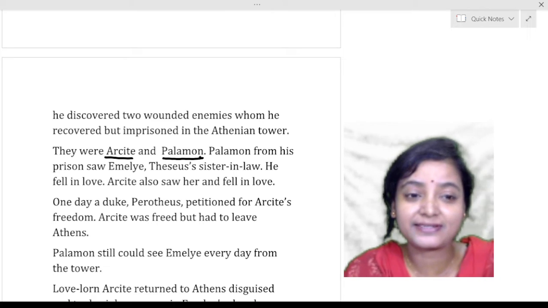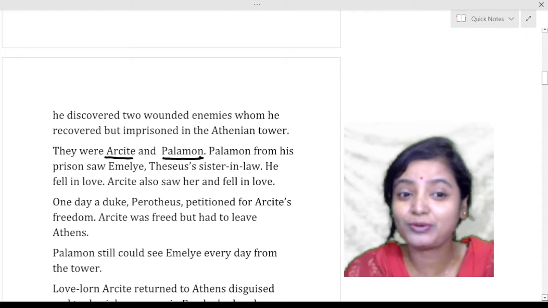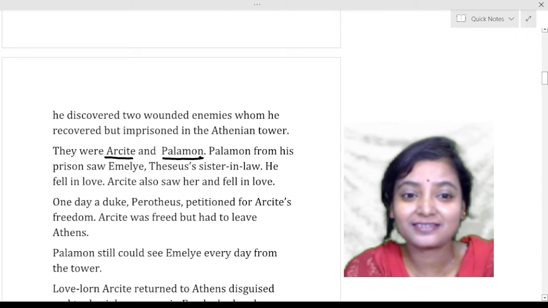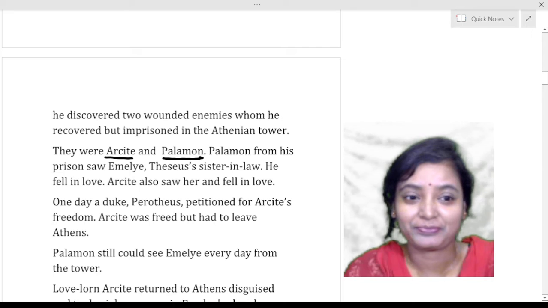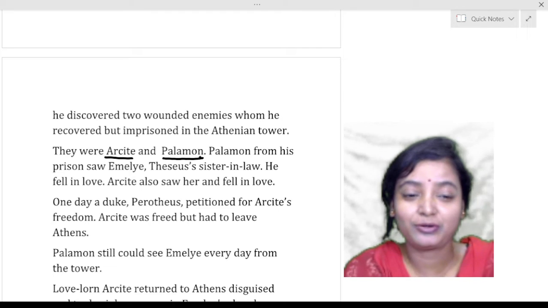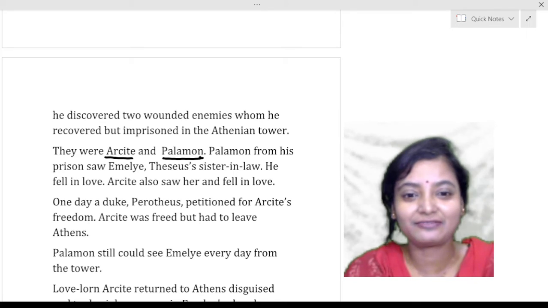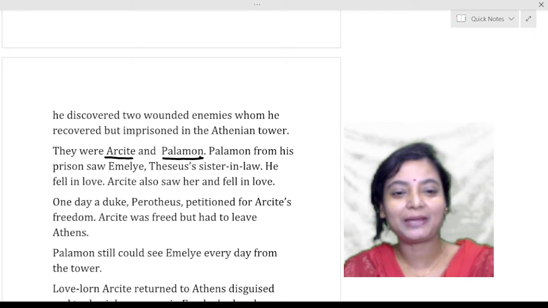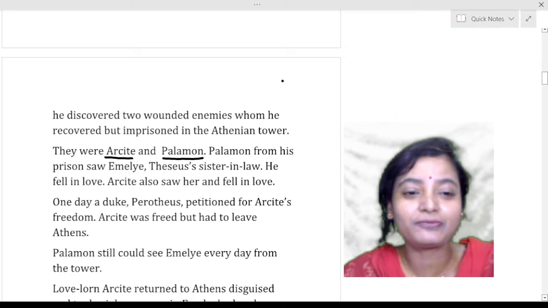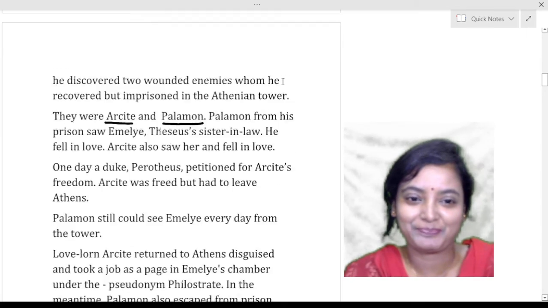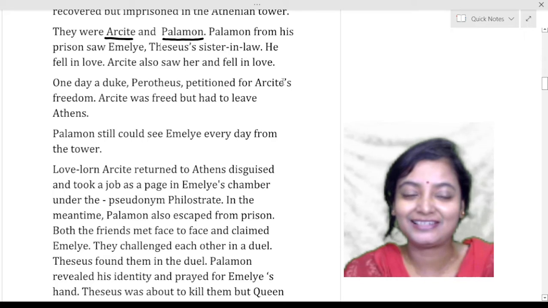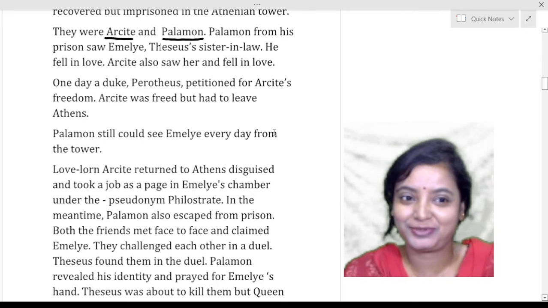Palamon from his prison saw Emily. Who was Emily? Theseus' sister-in-law. He fell in love when he saw Emily, and Arcite later also saw her and fell in love. So both of them, Palamon and Arcite, fell in love with one lady. And from this the trouble arrived.